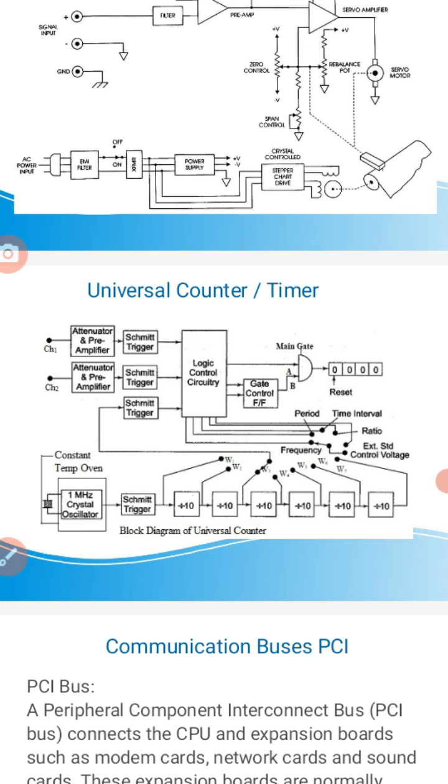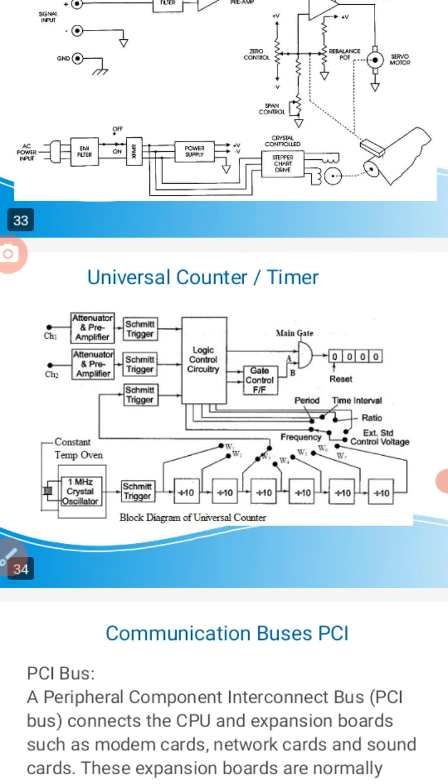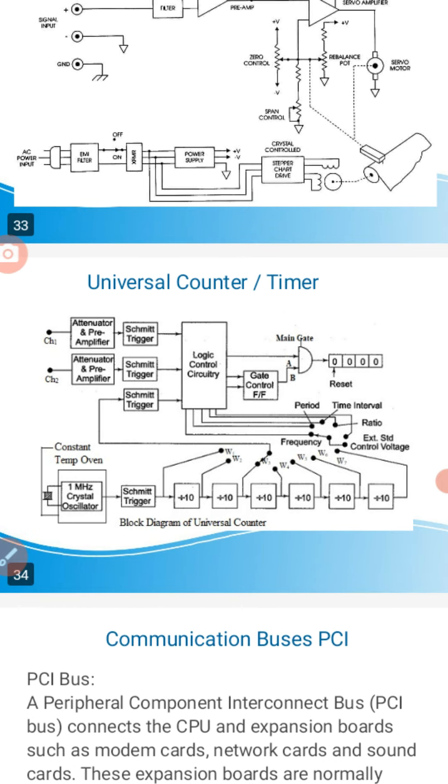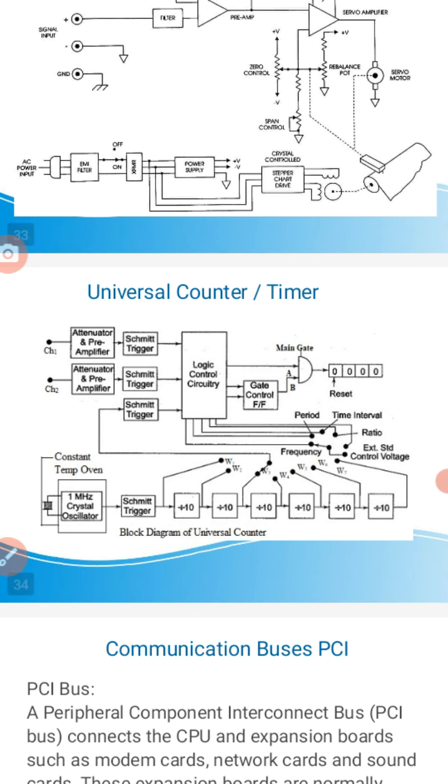The first time-based pulse triggers the gate control flip-flop, and the second, that is B, another time pulse of 1 second, is enabling the AND gate always. So whatever is inputted from channel A is counted on the display board. So this is what a frequency measurement is.